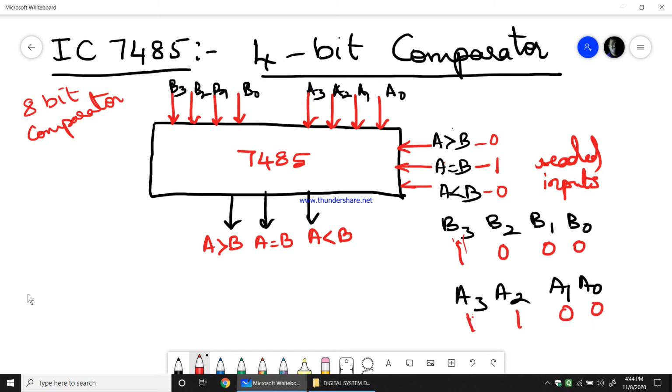Now the first thing is A3 is compared with B3. Here you see both A3 and B3 are 1. When both are 1, it means that A3 equals B3. Then it will go on comparing the next most significant bit. The comparison always starts from the most significant bit. If the most significant bits are equal, the next comparison is done with the second most significant bit. So now B2 is compared with A2.